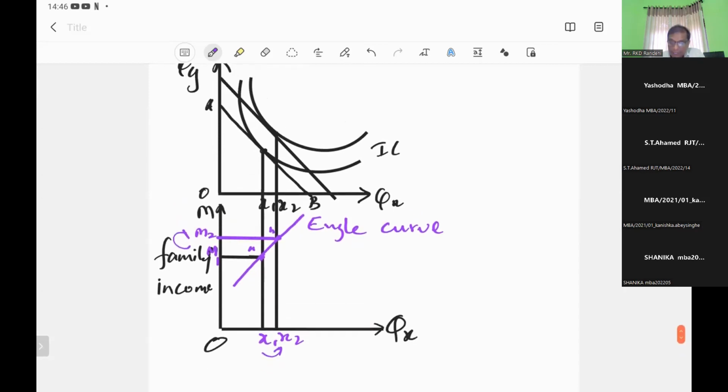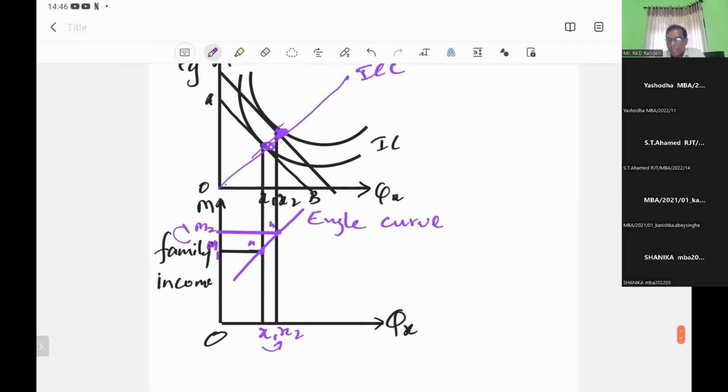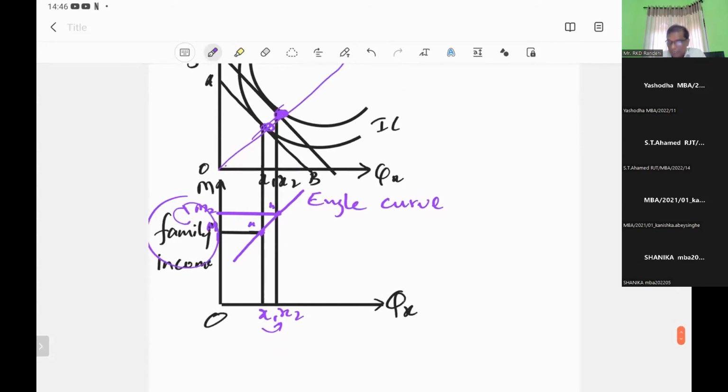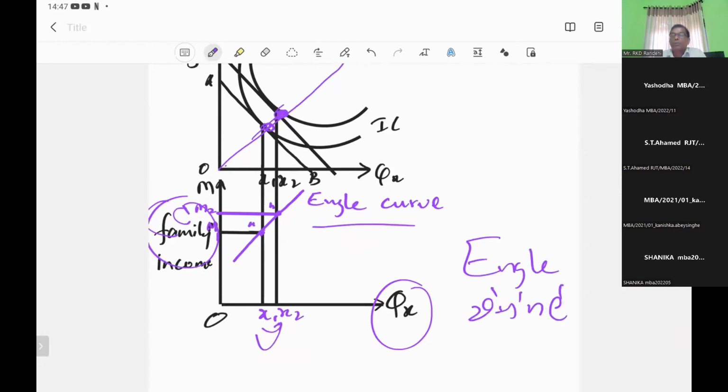Very simple thing. Now ICC is something like here, that ICC goes through the equilibrium points. From the ICC curve, you can derive the Engel curve. Here, the relationship between family income and quantity demanded. The family income is increasing, quantity demanded also increasing. That is the same thing he tried to explain by using that Engel curve.